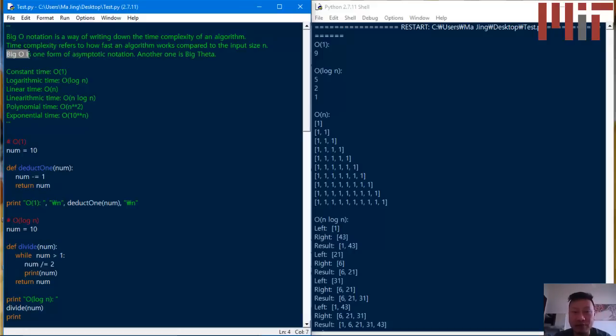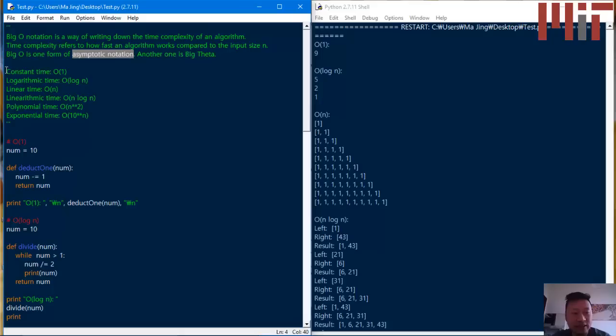Both Big O and big theta are called asymptotic notation. Asymptotic notation refers to writing down the time complexity of an algorithm, and Big O and big theta are both versions of asymptotic notation, if you will.